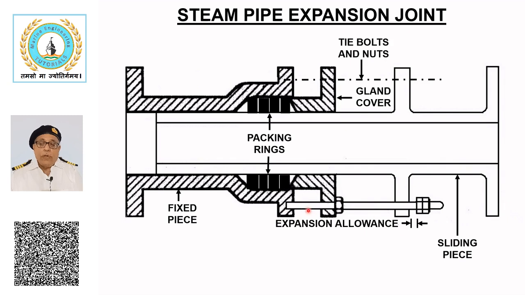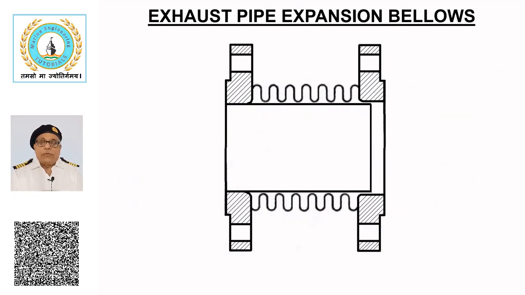The tie bolts used have loose nuts to align the sliding piece, and the gap formed between flange and the nuts provides the necessary expansion allowance. Exhaust pipe expansion bellows. This sketch shows an expansion bellows used in the exhaust pipes of diesel engines.